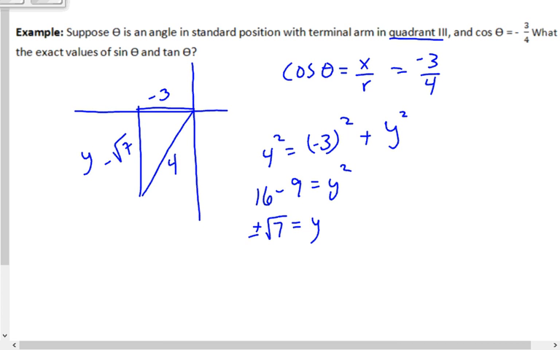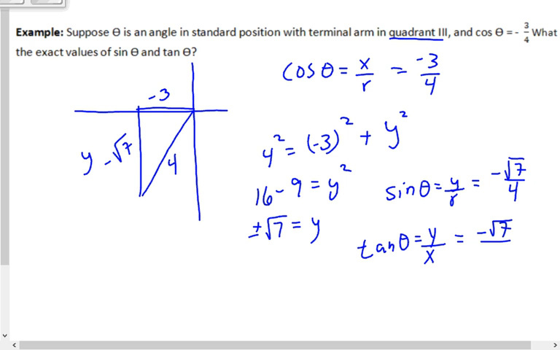It cannot be positive. Okay, and then from here we're just going to take our x, y, and r values and find these ratios. So we're asked to find sine of theta, which is y over r. So that would be negative root 7 over 4. And tan of theta will equal y over x, which is negative root 7 over negative 3. And then that would just simplify to positive root 7 over 3.